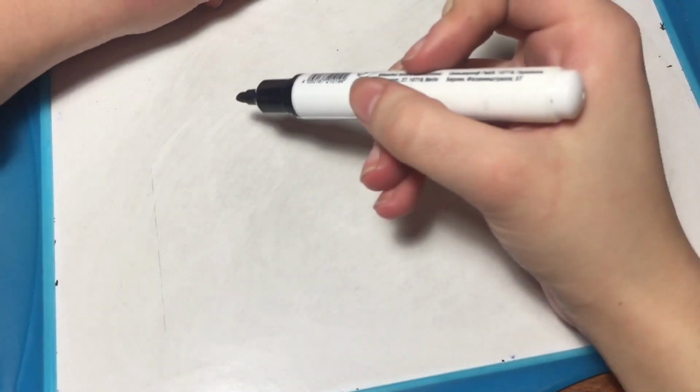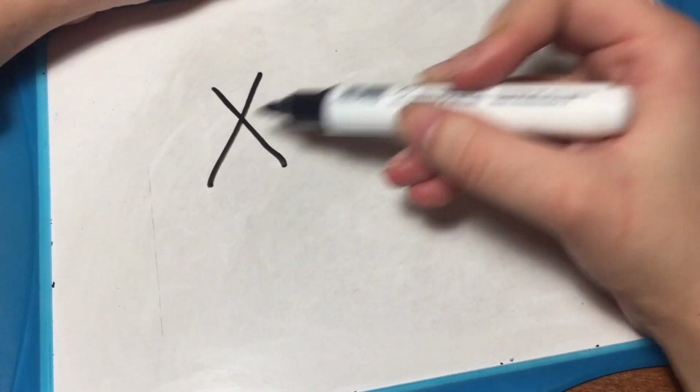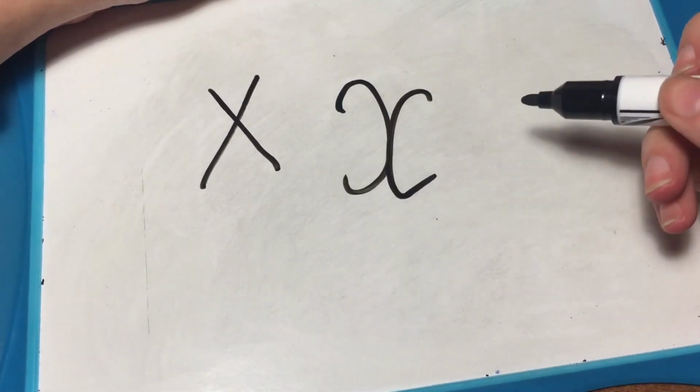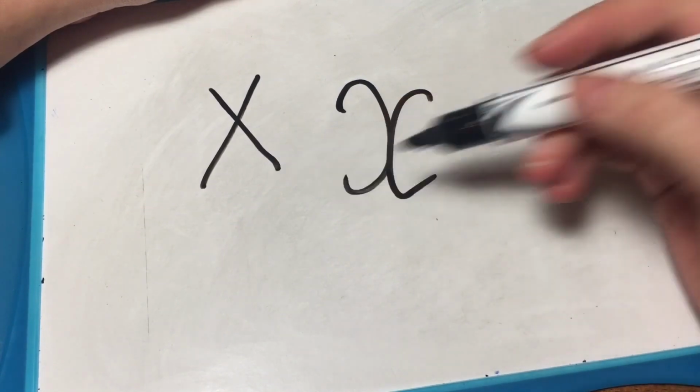F. So for the letter H, it is very similar to the English X. So this is the capital one. You can write it like this, or you can write it like this. Both are correct. It's up to you which you write. I usually use this one, but I use this one as well.